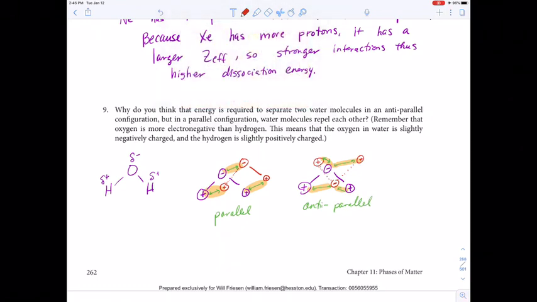So this can be a little bit of a challenge to write in words and also to draw in pictures. But the essence of it is, in parallel, we have like charges lined up right next to each other. If we switch it to anti-parallel, if we turn one of those waters up on its head, then the positive side of the water is lined up to the negative side of the other water, and we have more attraction.